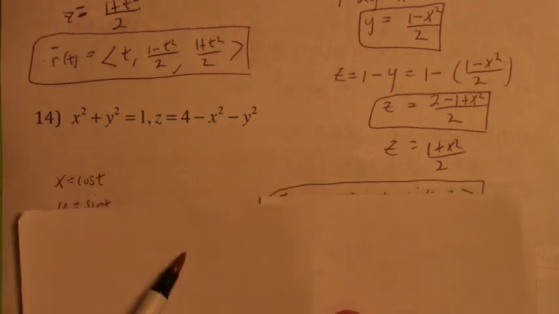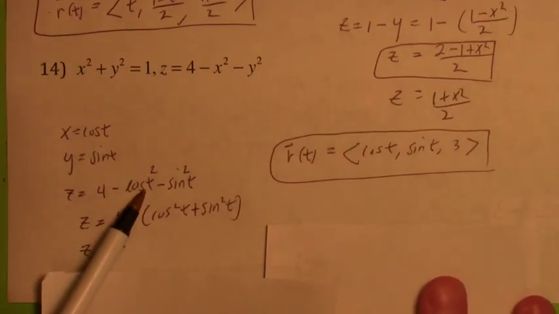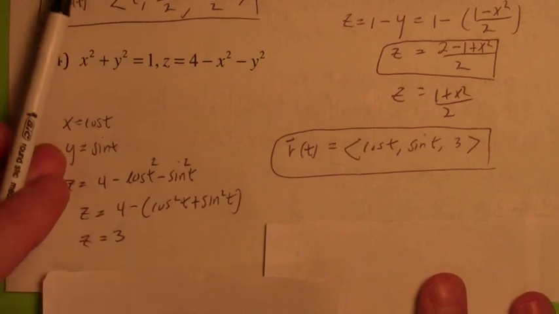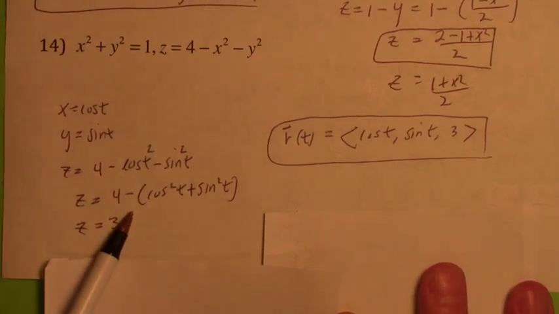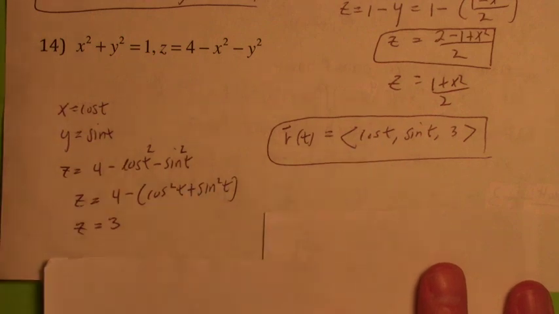So I would let x be cosine t, y equals sine t, and then z would just be 4 minus x squared minus y squared. But if you factor out a negative 1, isn't it just 4 minus 1, which is 3? So there you go. Sure enough, it is a circle that's 3 units up above the xy plane.